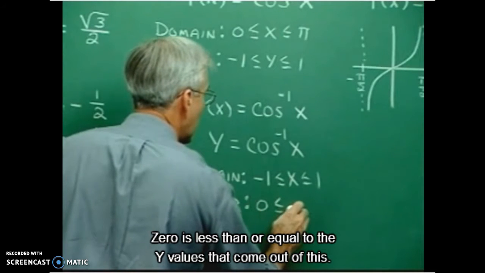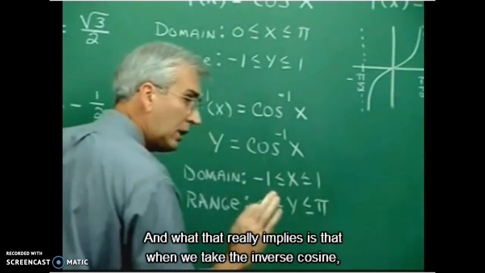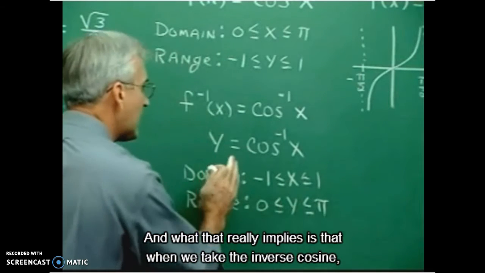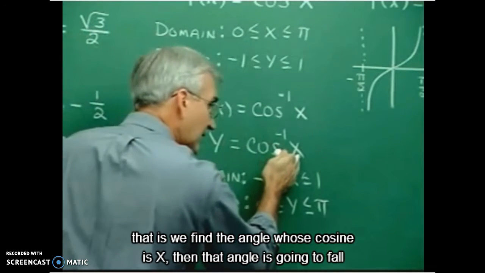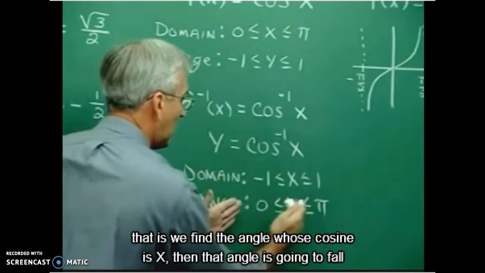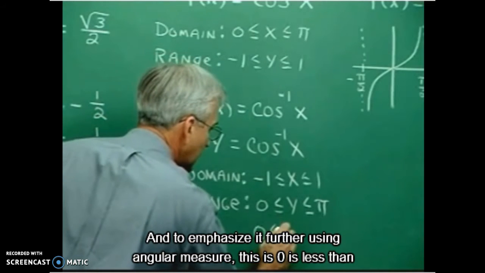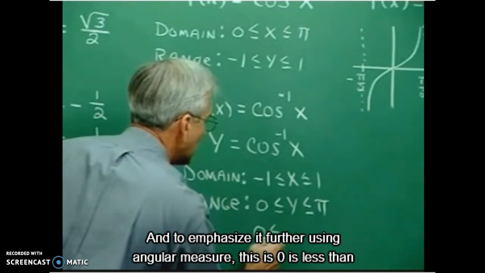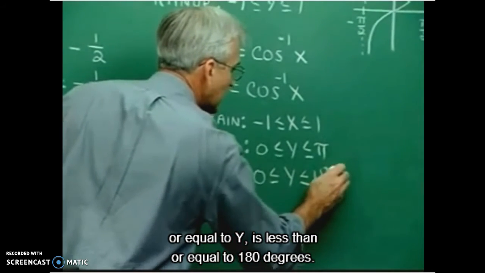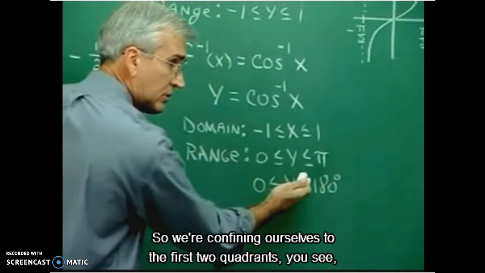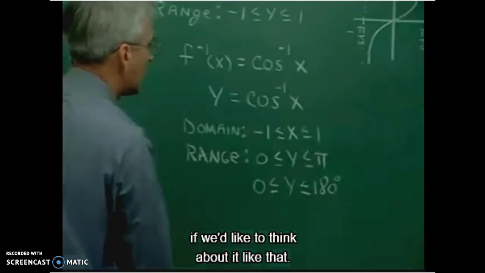0 is less than or equal to the y values that come out of this, and those y values are less than or equal to pi. And what that really implies is that when we take the inverse cosine, that is, we find the angle whose cosine is x, then that angle is going to fall in the first two quadrants. And to emphasize it further, using angular measure, this is 0 is less than or equal to y is less than or equal to 180 degrees. So we're confining ourselves to the first two quadrants of our coordinate plane, or of our unit circle, if we'd like to think about it like that.